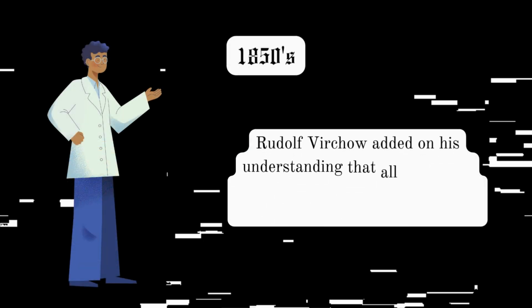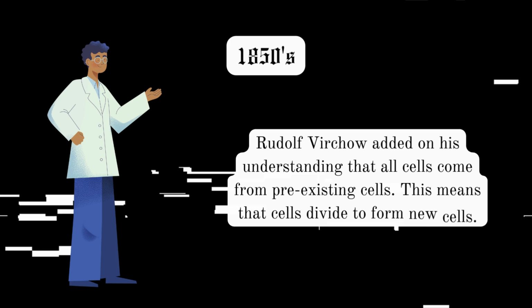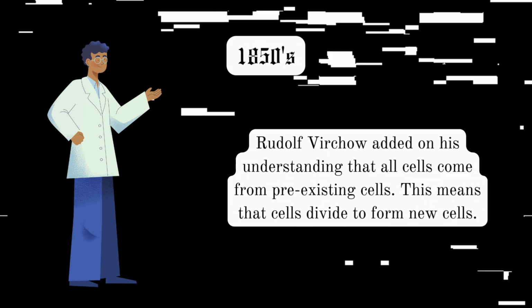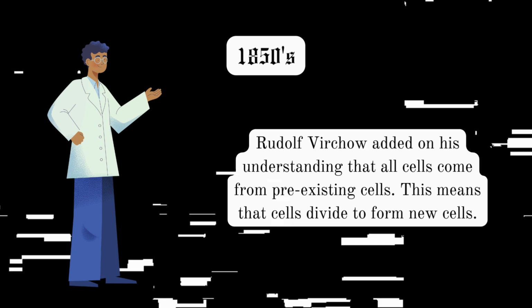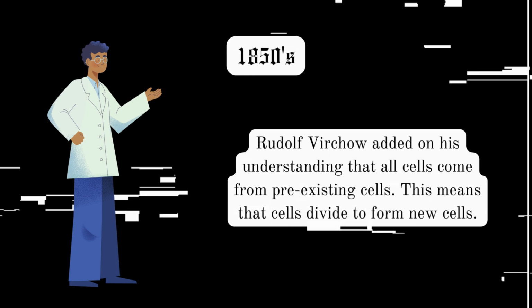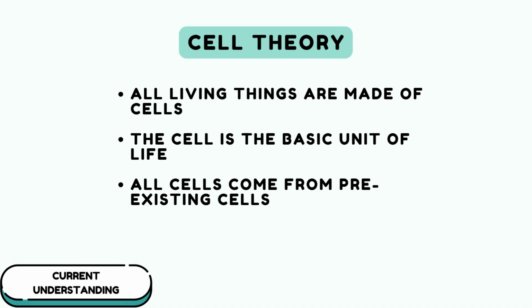Then, in the 1850s, another scientist added his understanding that all cells come from pre-existing cells. This means that cells divide to form new cells. These make up the cell theory. So our current understanding is that all living things are made up of cells, the cell is the basic unit of life, and all cells come from pre-existing cells.